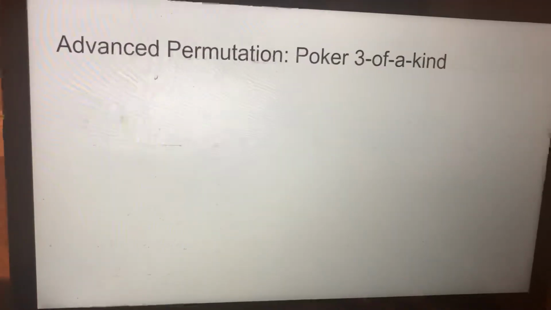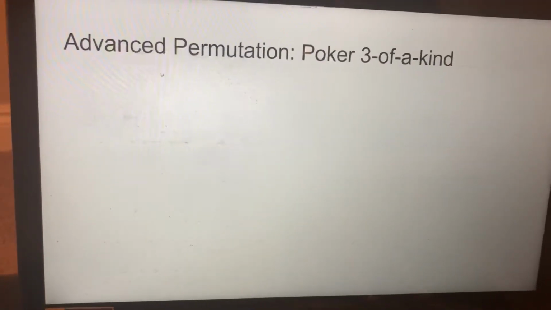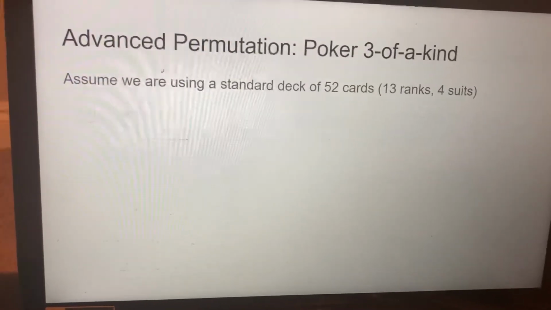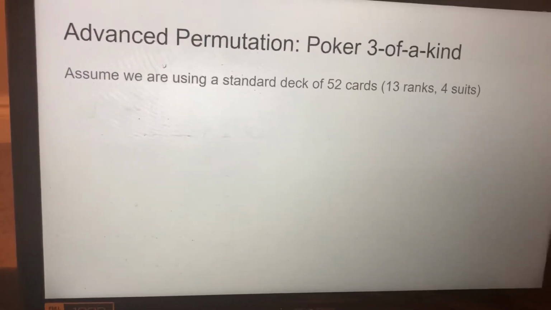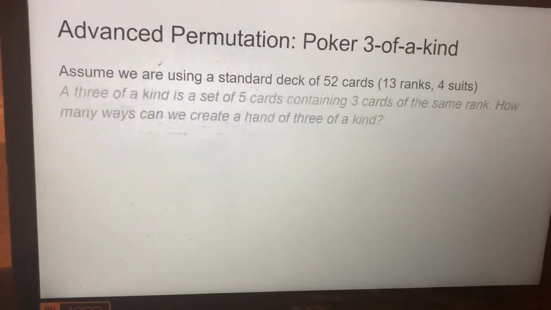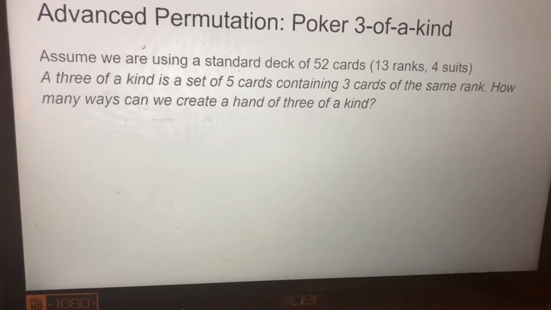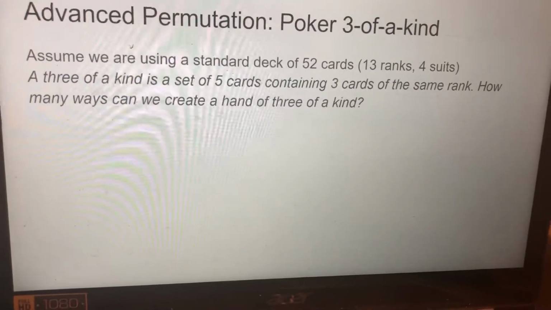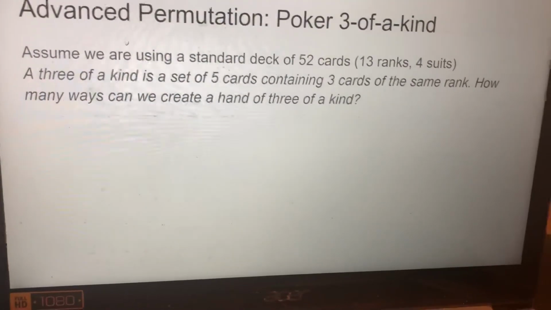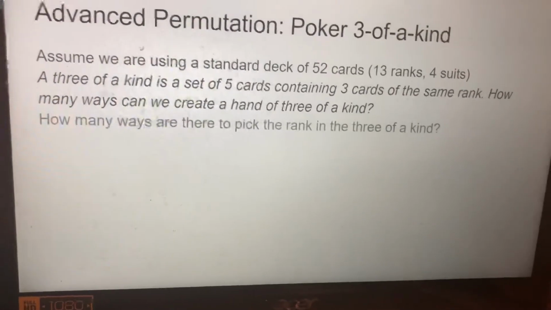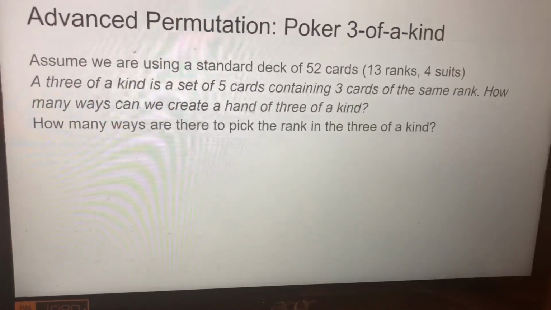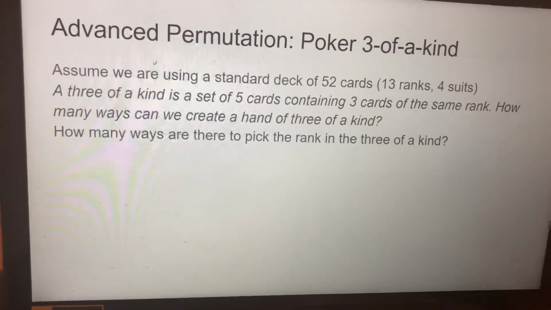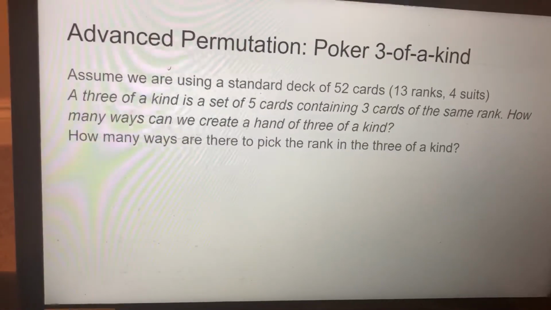Now let's take a look at an advanced permutation and combination question, a poker 3 of a kind. Assume that we have a standard deck of 52 cards with 13 ranks and 4 suits, and a 3 of a kind is a set of 5 cards containing 3 of the same rank. How many ways can we create a hand of 3 of a kind is what we want to find out. So how many ways are there to pick the rank of a 3 of a kind? There are 13 different ranks, so there are 13 different ways to pick the rank.